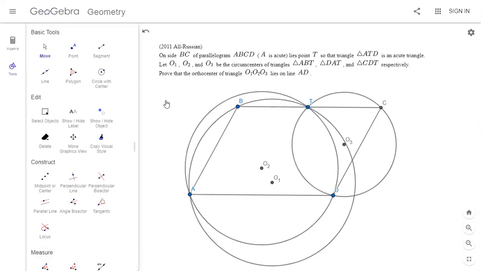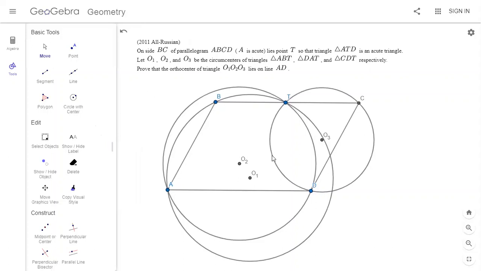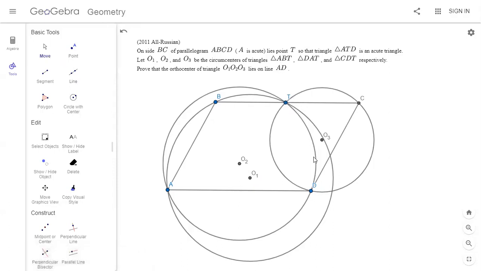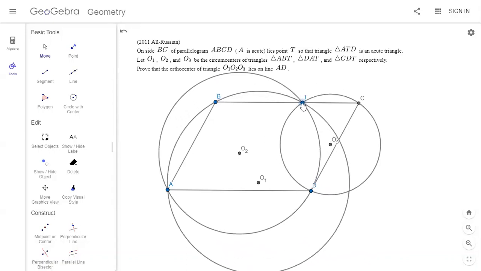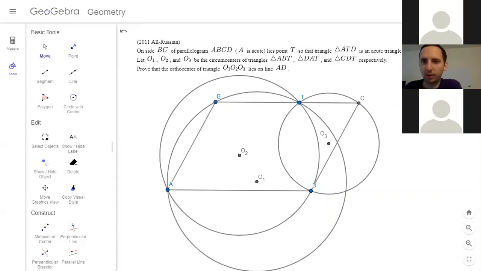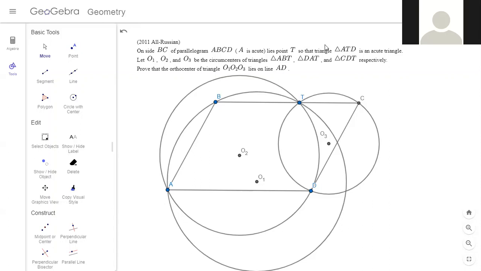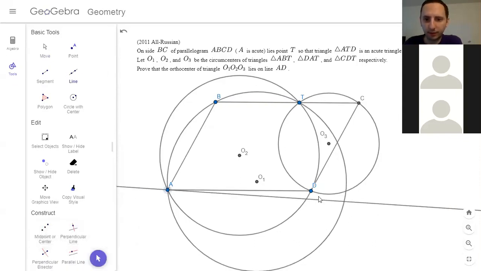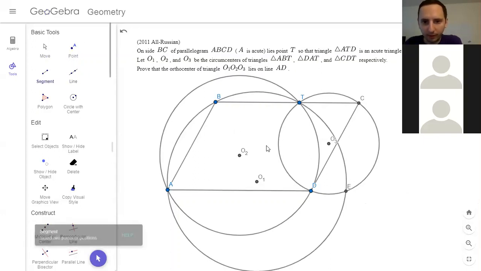So let's see. O1, O2, O3. We want to show the orthocenter lies on AB. So what's the best way to go about this? We have ABT, DAT, and CDT. So O2. Hold on just a sec. Can we extend AD? Yeah, the point of intersection of the other two circles looks collinear with AD. Yeah, it does. That's obvious.